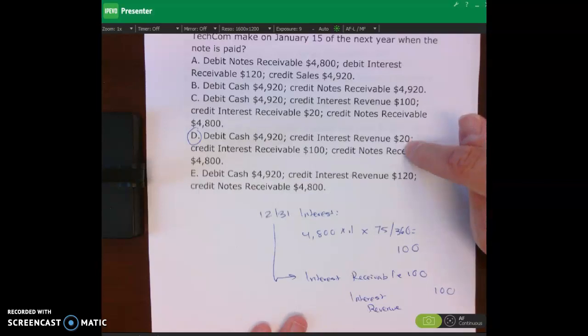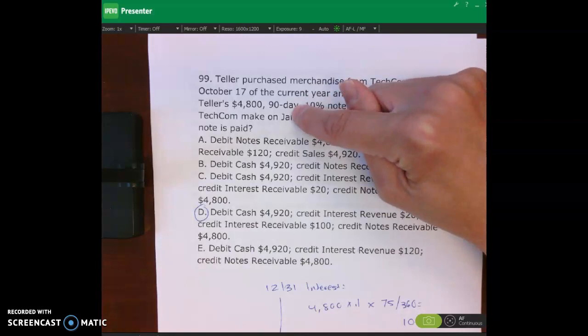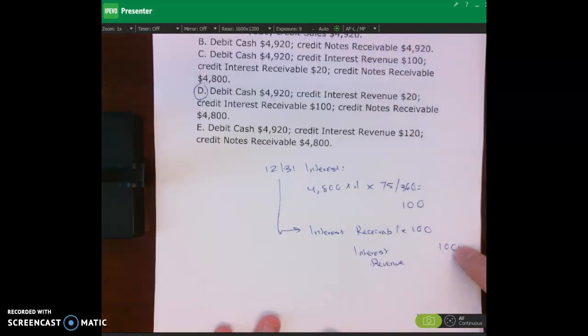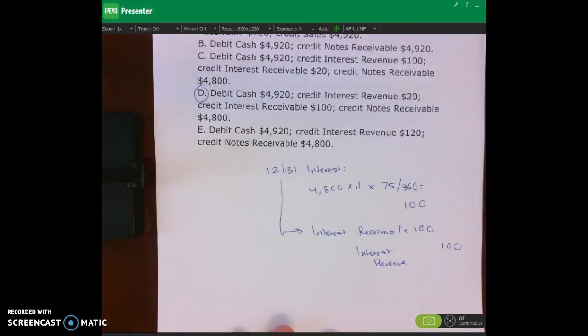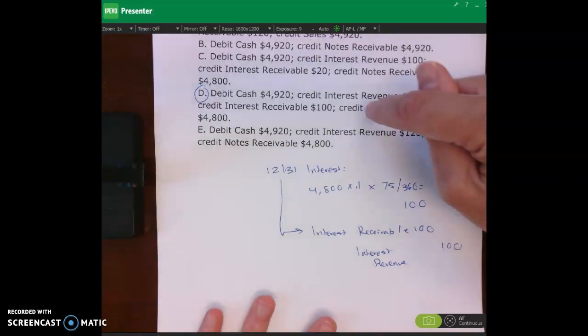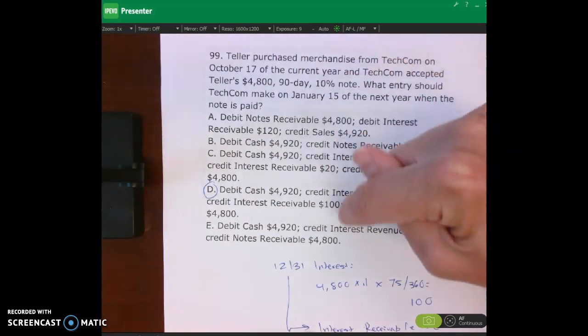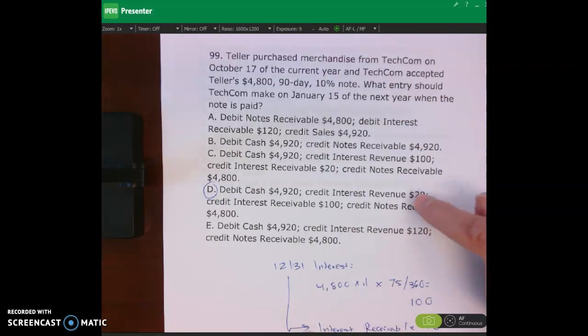Now, how could I get that? Well, I could have taken my $4,800 times my 0.1 times my 90 divided by 360, which would give me $120, which is the total amount of interest, and then subtracted the interest revenue that I recognized in year one, which gives me $20 left over to recognize for this year. Or I could have said 4,800 times 0.1 times 15 divided by 360, because this is on the 15th, which also gives me the 20. And so I have interest revenue of $20, okay? So D is the right answer for number 99.